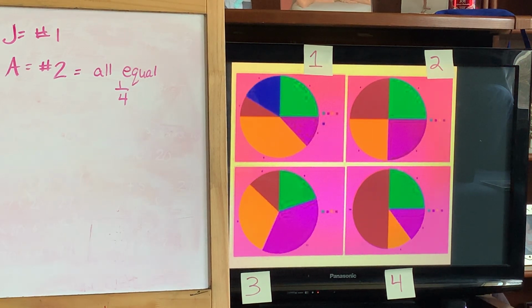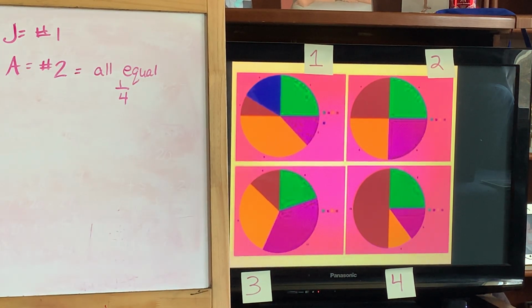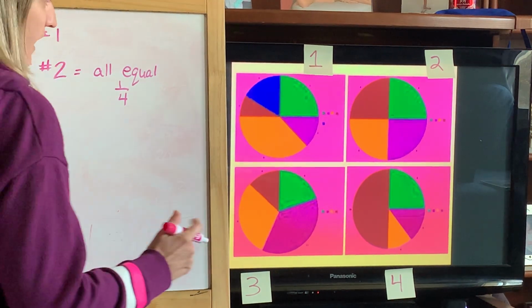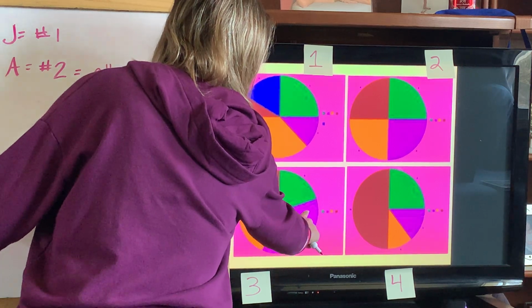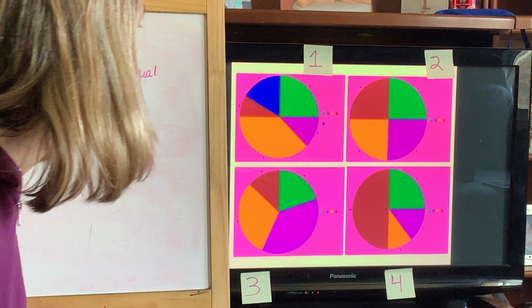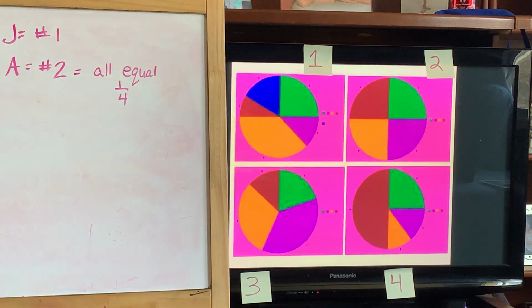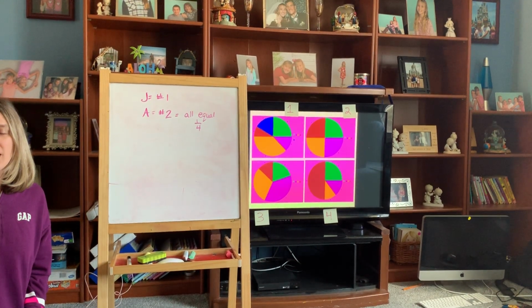So for number 3, 1, 2, and 4, all the green square is all 1/4. But number 3, it's less than 1/4. Oh, very good. So if I can see what you're saying here, these 3 all look the same. If we drew the line here, you could see that this piece is just a little bit smaller than the 1/4. All right, so that is our which one doesn't belong for today.